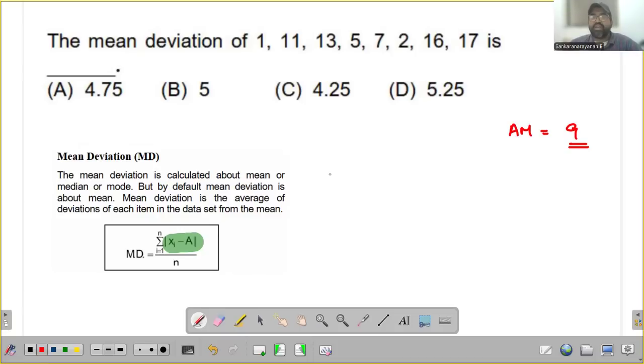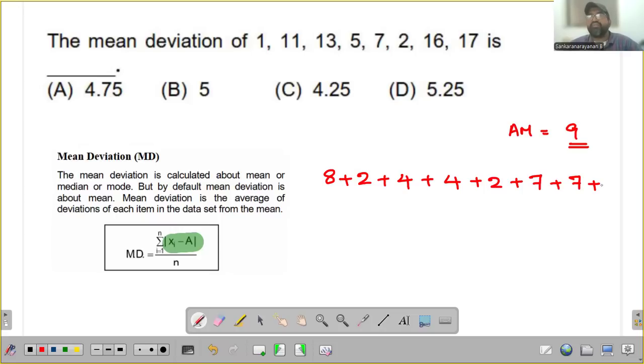1 is deviated from 9 by 8 points. 11 from 9, 2 points. 13 from 9, it is 4 points. 5 from 9, it is 4 points. 7 from 9, 2 points. 2 from 9, it is 7 points. 16 from 9, it is by 7 points.